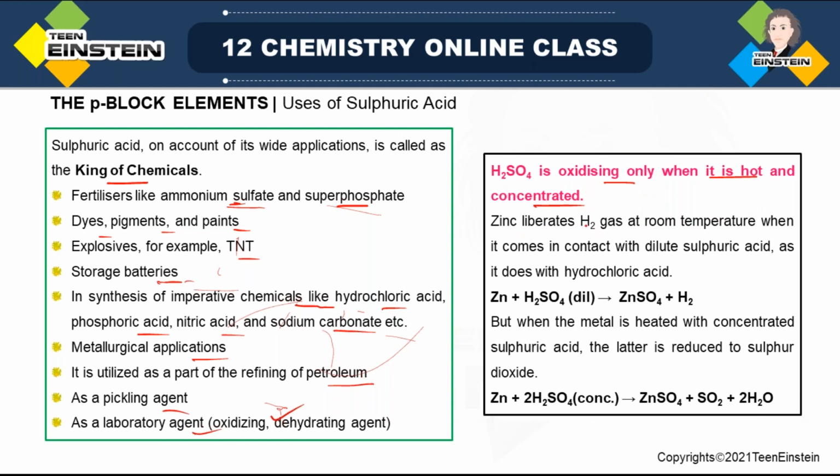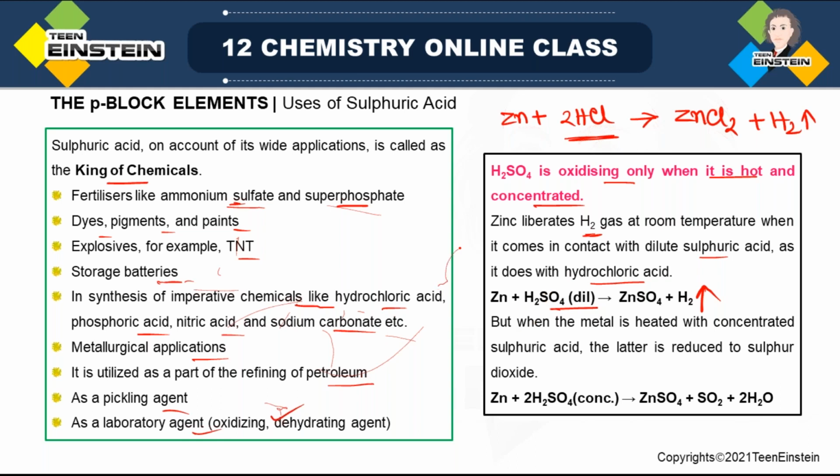Suppose you have zinc, and when you are adding to it dilute H2SO4, there is formation of hydrogen gas. So when it comes in contact with dilute sulfuric acid, then there is liberation of H2, and this is just the same reaction as it does with hydrochloric acid. So suppose you have taken hydrochloric acid instead of H2SO4, same type of reaction you can see. Now there is formation of ZnCl2, and again H2 is liberated.